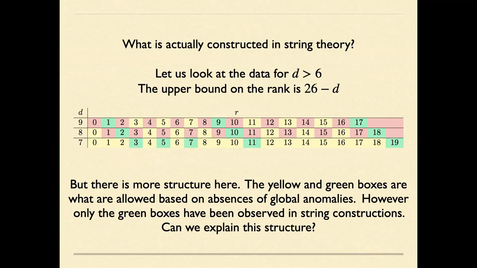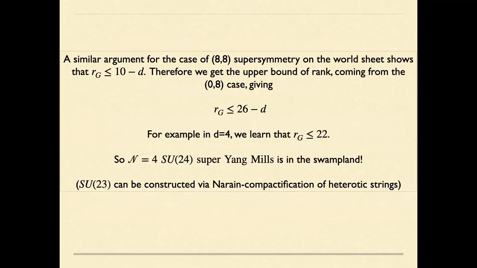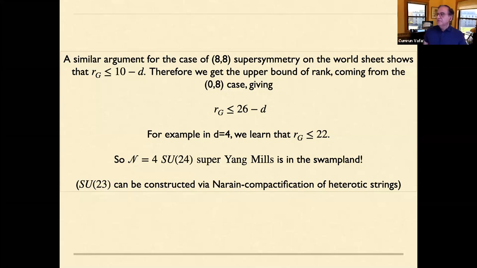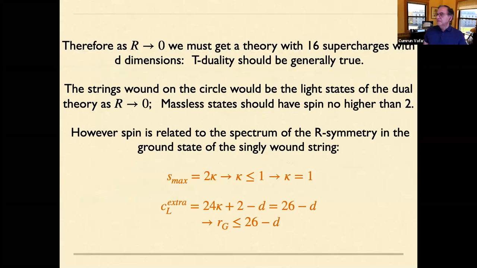Can I interrupt? Is this understood in SU(24), which among these assumptions are violated? Like, is there no completeness of the spectrum, or? The violation comes from the distance conjecture. So this condition that came from here, the extra central charge should be 26 minus D, and there cannot be such a string. There cannot be a string which gives you a rank bigger than 26 minus D. And if it did, you get a non-unitary theory.